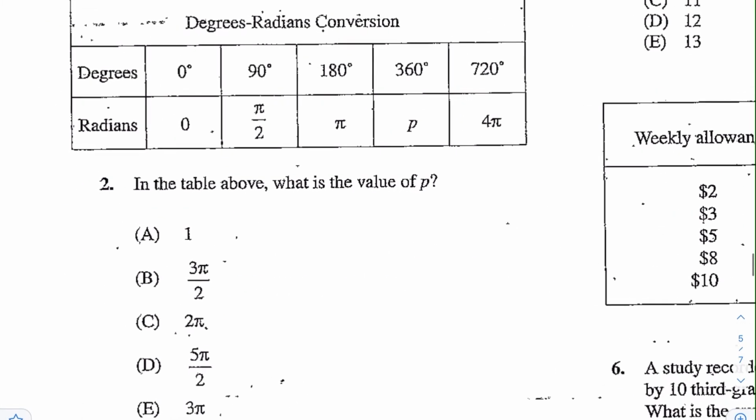All right, so for the next question, number 2, in the table above, what's the value of P? You have to do the degrees to radians conversion. So radians is just another unit of measuring angles. And here, you just want to find the pattern. Everything's proportional here. So to figure out the value of P, to go from 180 to 360, you've got to times 2. You also have to times 2 to pi, and P will be equal to choice C, 2 pi.